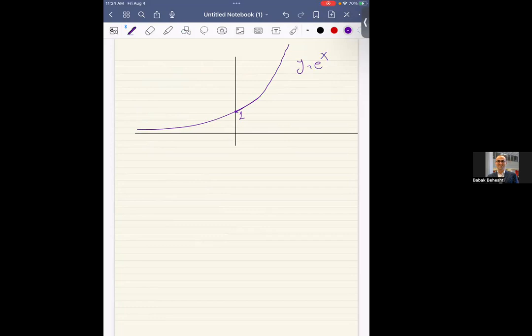So the y-intercept is y equal to 1. There is a horizontal asymptote because the limit of e to the power x as x goes to minus infinity is 0, like 2 to the power x. So y equal to 0 is a horizontal asymptote.